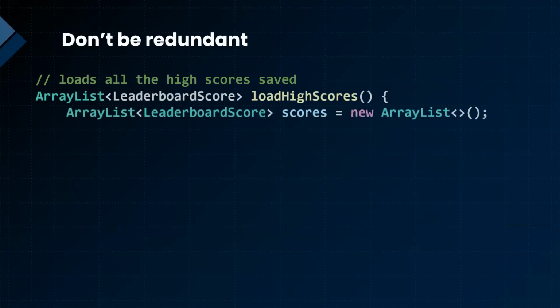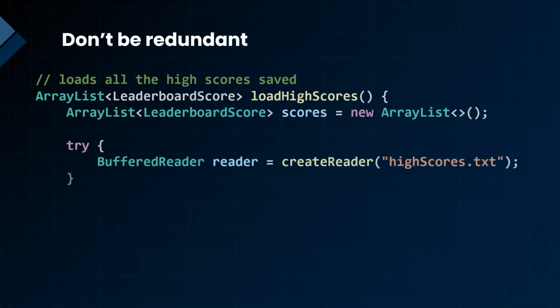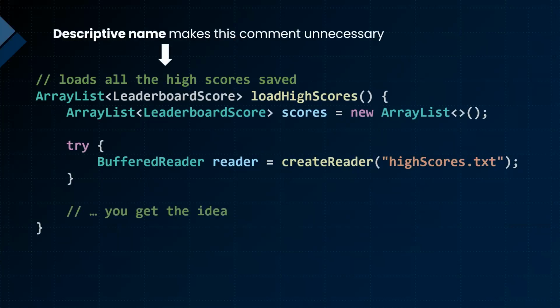And so we get an array list to put our scores into. We read a file, get all the stuff. You get the idea how this works. The comment is just basically a repeat of the function name. And since we have a descriptive name, like we said earlier, that comment's completely unnecessary. So there's no reason for us to have that.